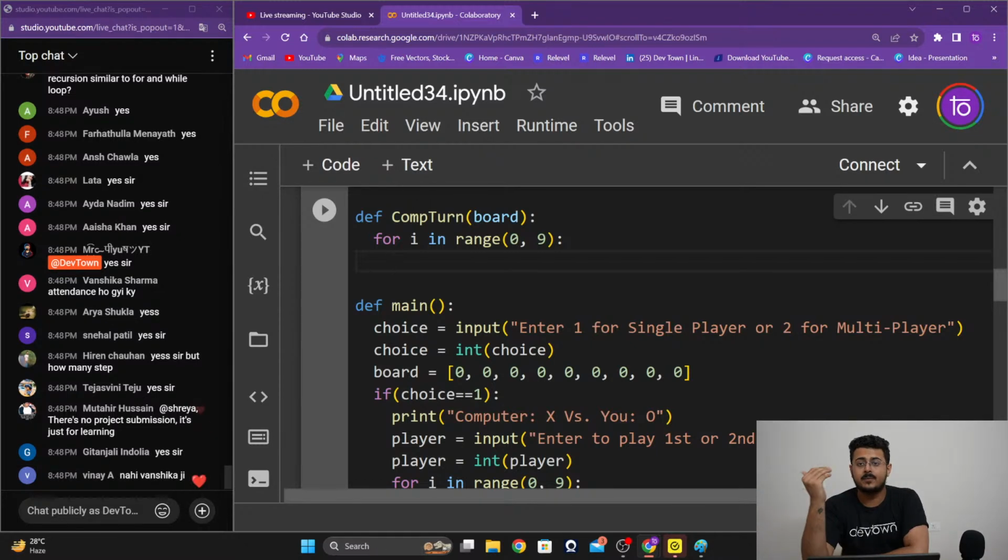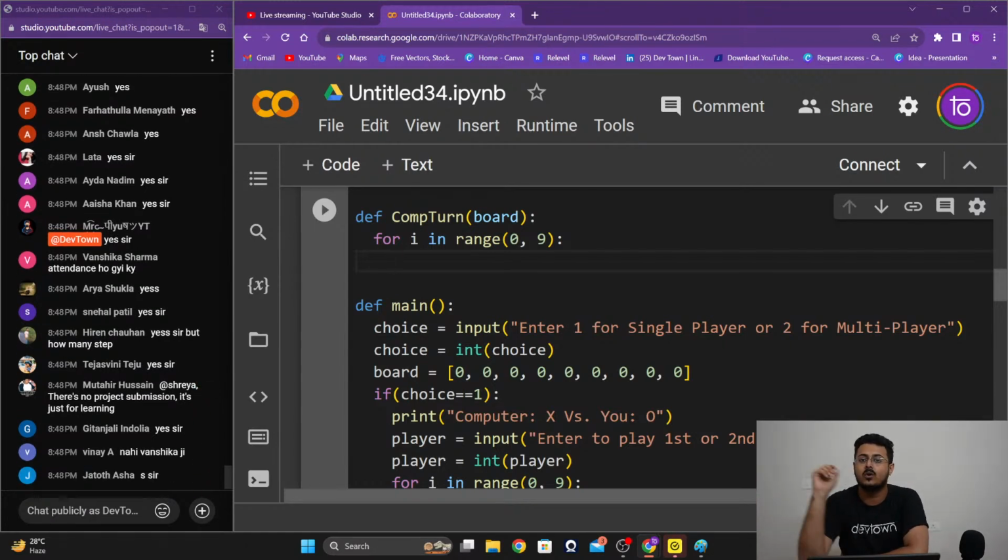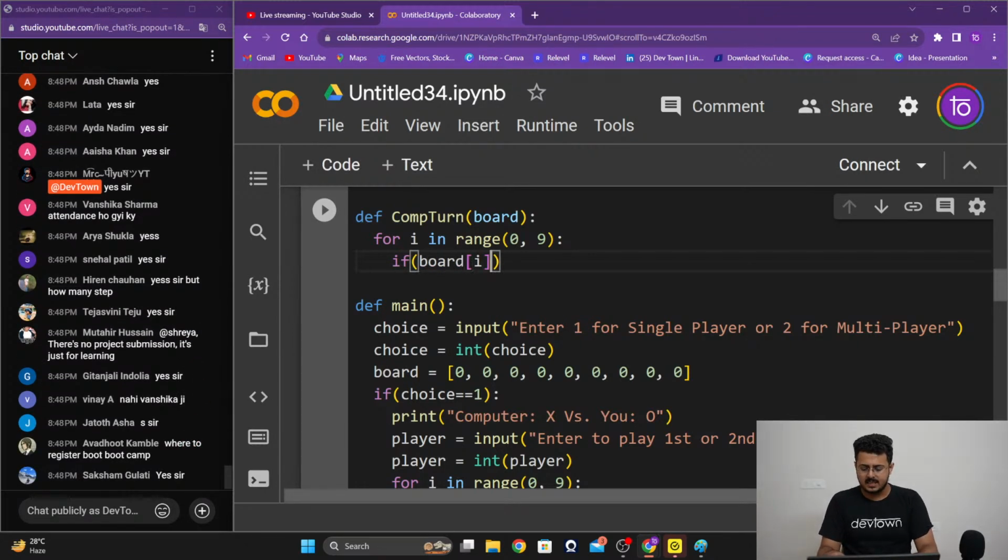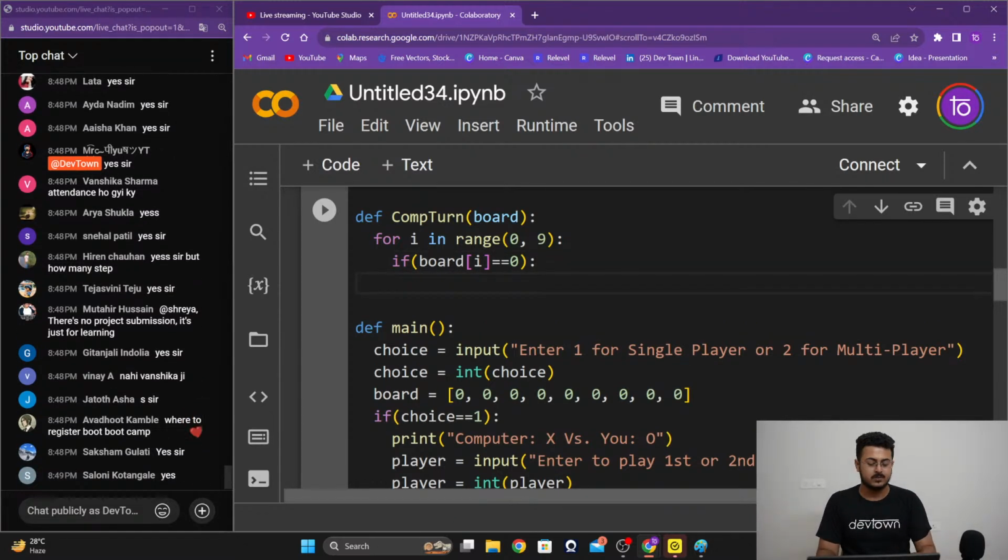I can only put my X on those places where it is already empty, right, guys? I cannot put my X if there is already an X or an O right over there. So I have to check that. If board[i] equals 0, that means it is completely empty right over there. Then I will put my X there.